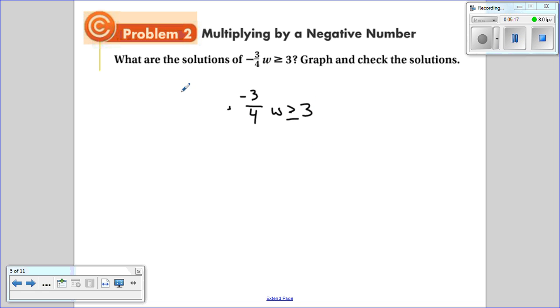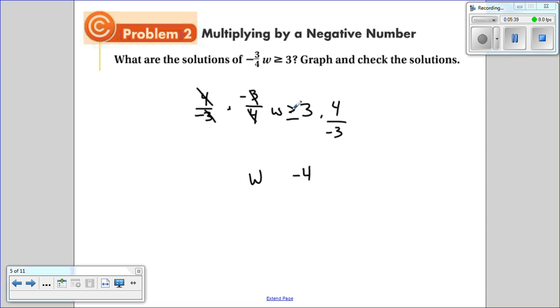I'm going to multiply by the reciprocal, so that'd be 4 over negative 3, or you can think of it as negative 4 over 3. It doesn't really matter. It's 4 over negative 3. So these 4's cancel each other, the negative 3's cancel, and we're just left with W. 3 times 4 is 12. 12 divided by negative 3 is negative 4.